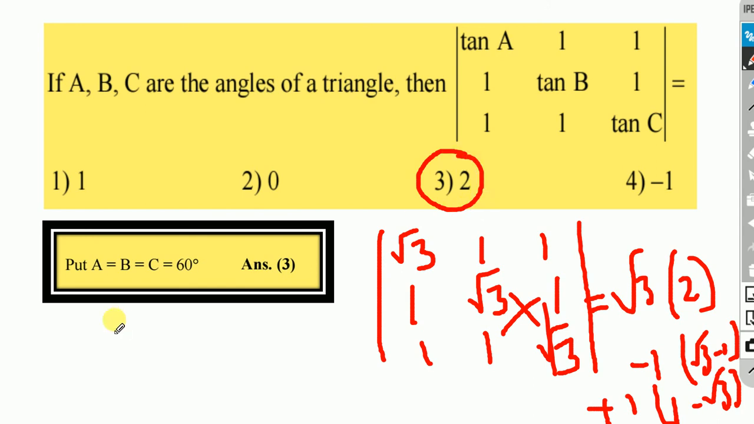So you can do this leisurely, just an expansion of the given problem. The only idea, the easy method for this question, is to take A equals B equals C equals 60 degrees. So you will get the answer as option 3.